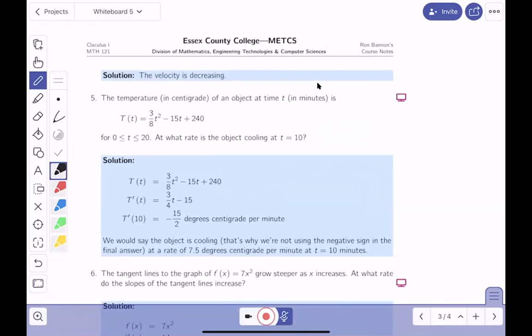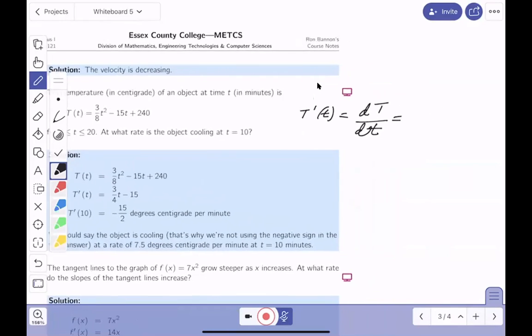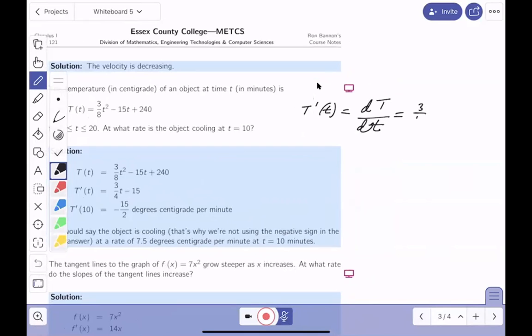So I'm saying the rate at which the object is cooling is going to be T prime. I'll tell you what this means. This means dT/dt. The big T is temperature, the lower t is time. And what's dT/dt? Well, I got to do it. It looks like it's 3/4 t. Did I do that right? Yeah, I think so. Minus 15.